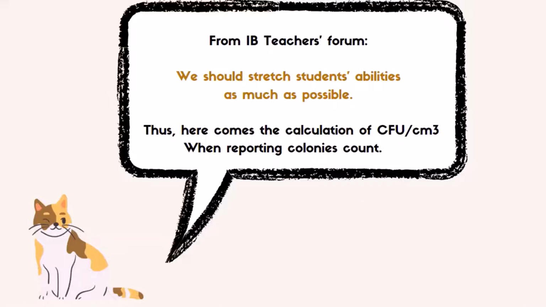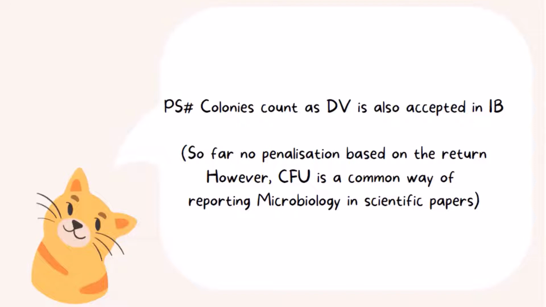This summer, we went to the IB teacher forum, and one of the things that they talked about in microbiology is that we should stretch students' ability as much as possible. So here comes the calculation of CFU per cm cube when we're reporting the colony count. Just bear in mind that colony count as the final dependent variable is also accepted in IB so far. There's no penalization based on the return. However, if you research a little bit more, you will come across CFU as a common way of reporting microbiology in scientific papers.